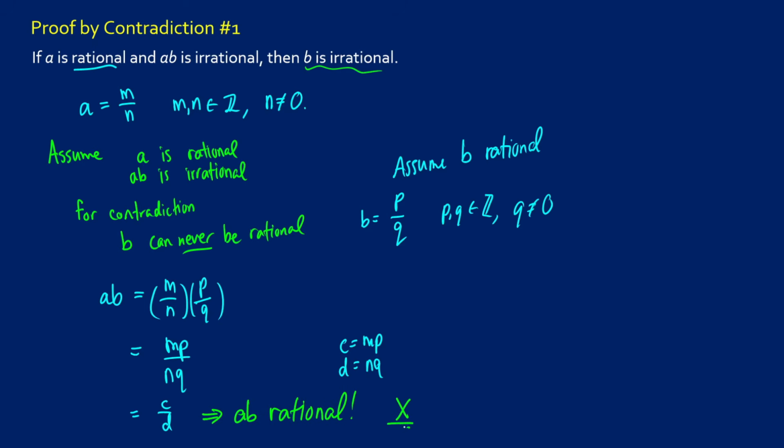But this is a problem. This is a contradiction because we assumed earlier that A times B is irrational. So if we assume the opposite of the result we want, we're going to get a contradiction. We're going to get something that our assumption just doesn't make sense. So that would be the end of the proof. Because AB is irrational, we know that B can never be rational. Therefore, B is going to be irrational.